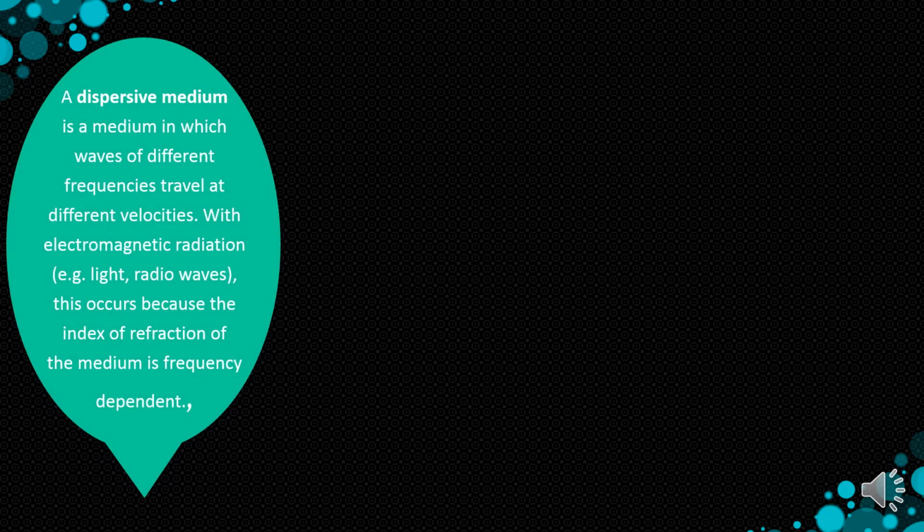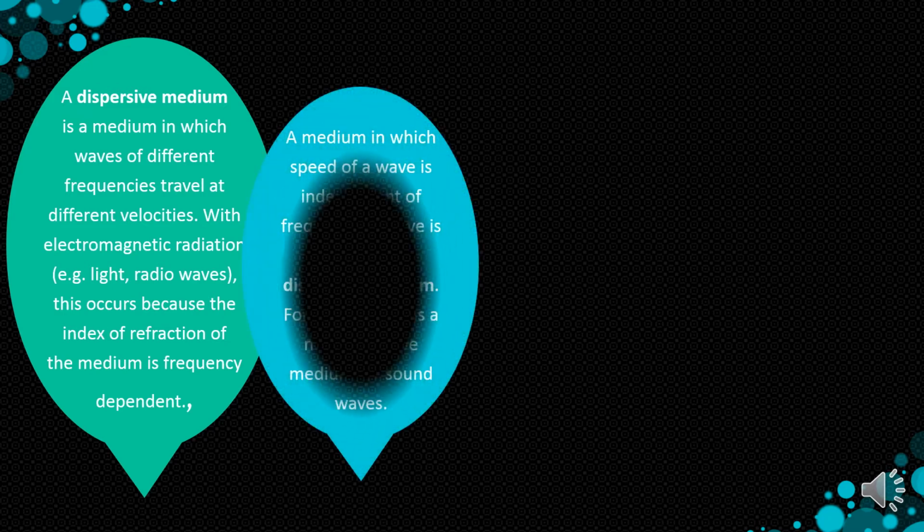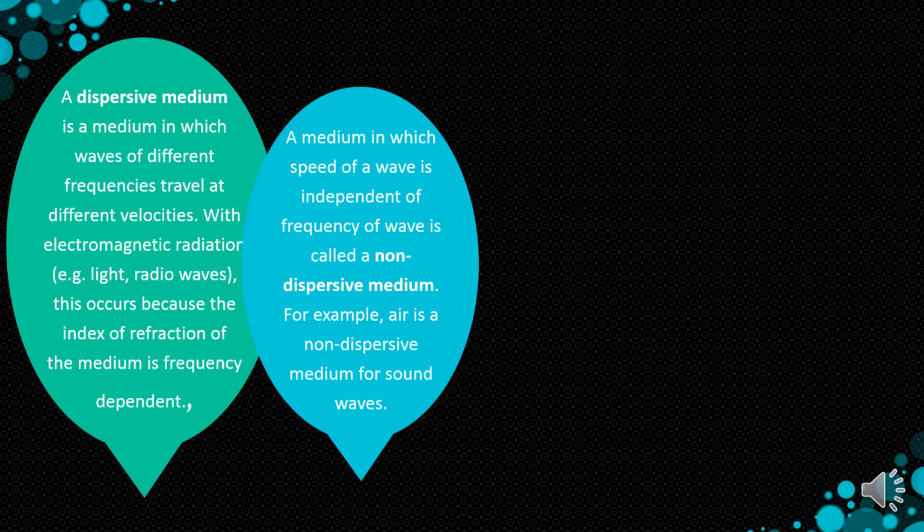We will discuss some more definitions which are very important for our later topics. First one is a dispersive medium. So what is a dispersive medium? A dispersive medium is a medium in which waves of different frequencies travel at different velocities. With electromagnetic radiation such as light and radio waves, this occurs because the index of refraction of the medium is frequency dependent. A medium in which the speed of a wave is independent of the frequency of the wave is called a non-dispersive medium. For example, air is a non-dispersive medium for sound waves.